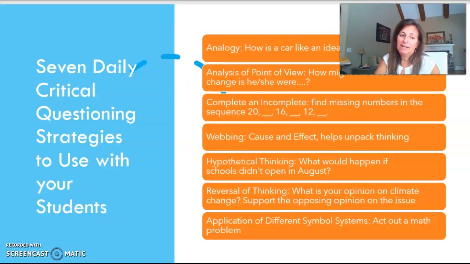But on a daily basis, what can we do? So here are 7 daily critical questioning strategies that we can use with our students at any time in the class, or even little things like when you're packing up, like it doesn't have to be a lesson behind it.